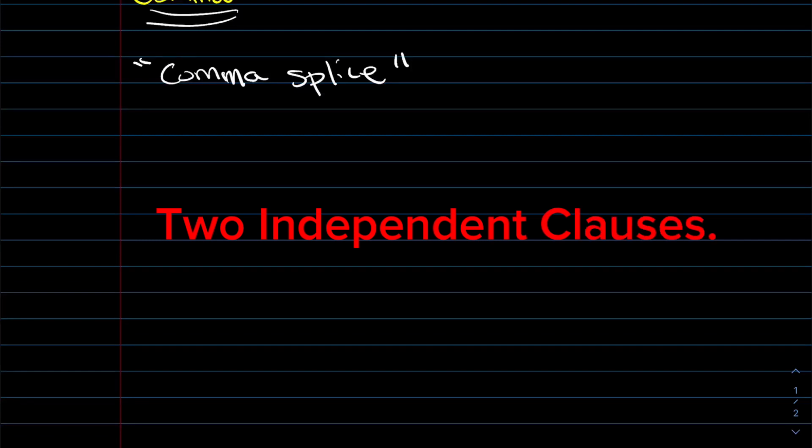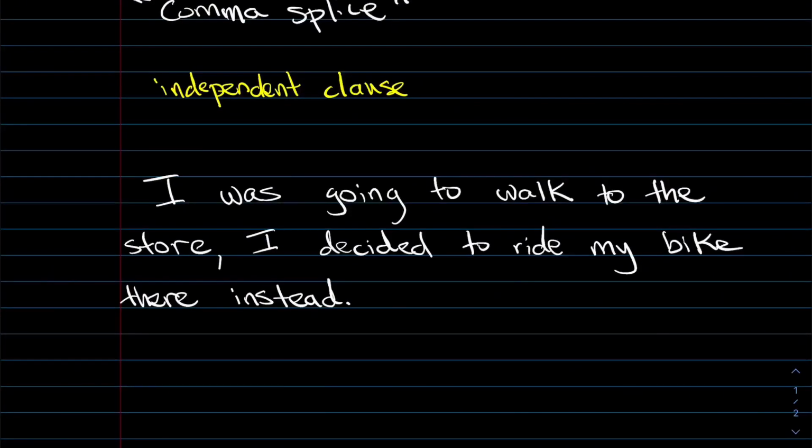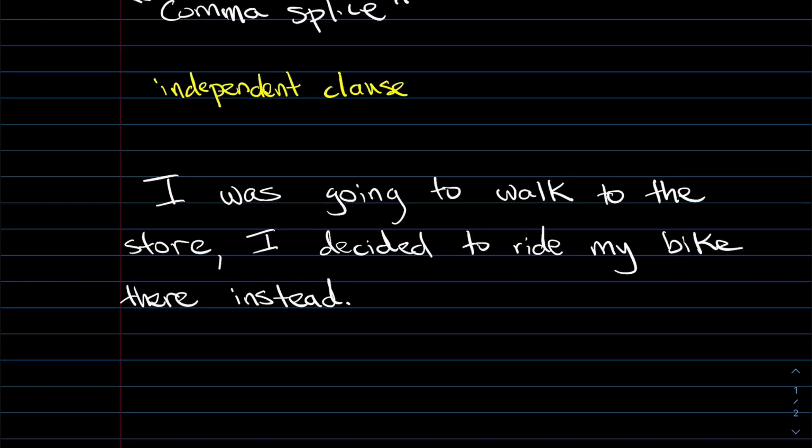Now, if you don't know what an independent clause is, no worries, I'll explain that to you in just a moment. Okay, so consider the following sentence. So I believe this is considered a compound sentence. You don't need to know that exactly right now. Anyway, I'm just sort of throwing it out there. A sentence, in either case, that consists of two independent clauses.